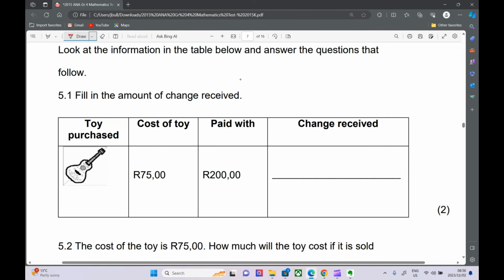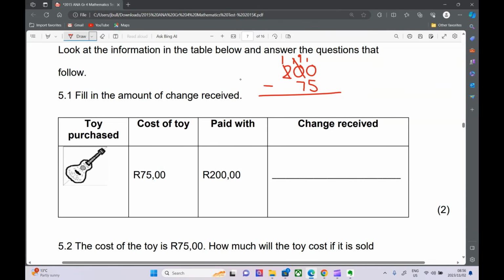So, if we want to work out how much change, we always take the biggest number. So, it was 200 Rand. Take away the cost, the smallest number, 75. Okay, so we're going to go 0, take away 75. We can't do that. So we're going to have to do some borrowing. We can't borrow from here, so we have to borrow from here. So we're going to say, okay, let's make that into a 1. This becomes 10. We need to borrow from there, so it becomes 9.